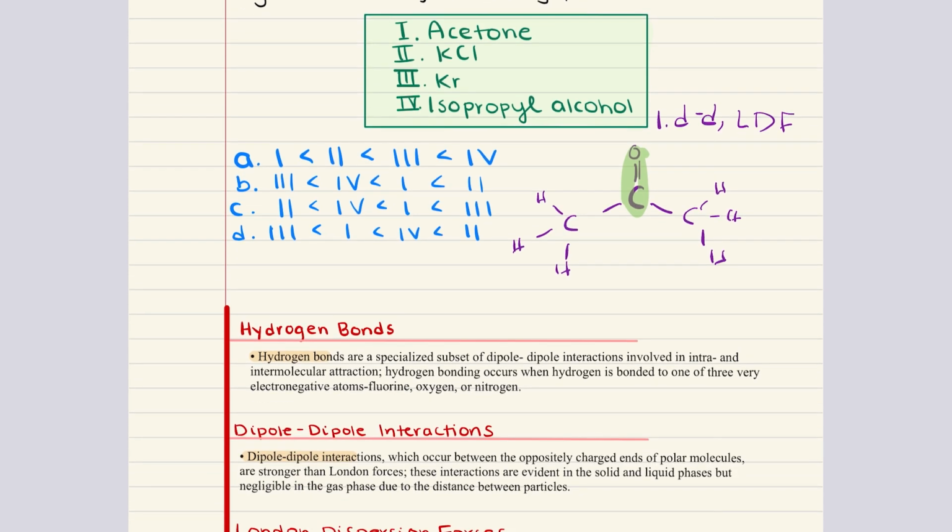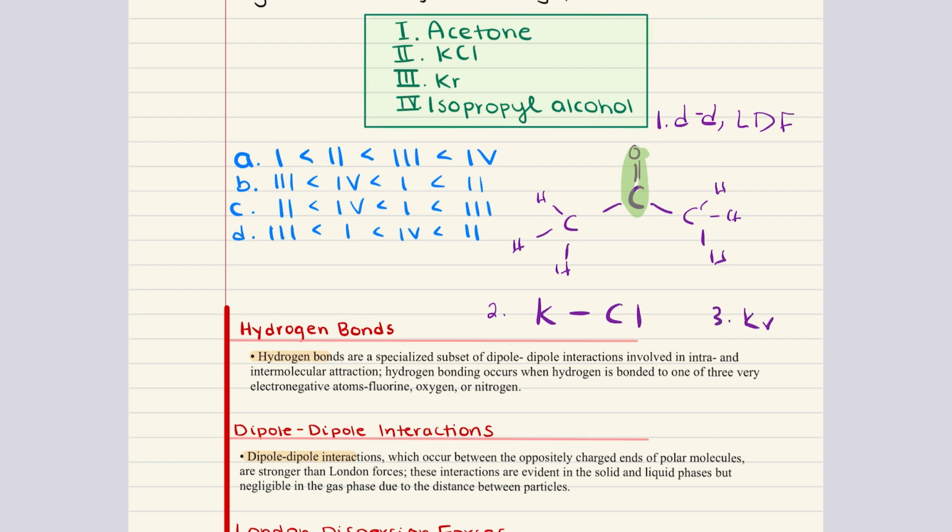Okay, what about potassium chloride? Potassium chloride, this is an ionic compound that's composed of potassium and chloride ions. And remember that ionic bonds are much stronger than covalent bonds and significantly stronger than any type of intermolecular force that's present in molecular compounds like we saw in acetone. And so consequently, potassium chloride is going to have a very high boiling point due to the strong electrostatic forces between the ions. All right, then we have krypton.